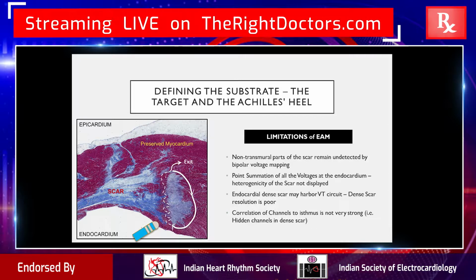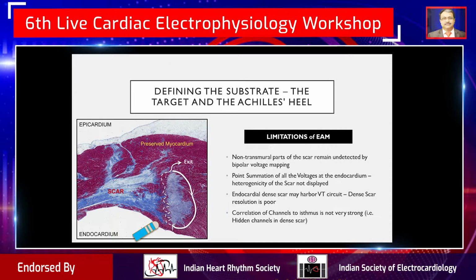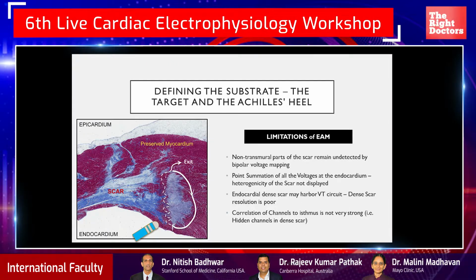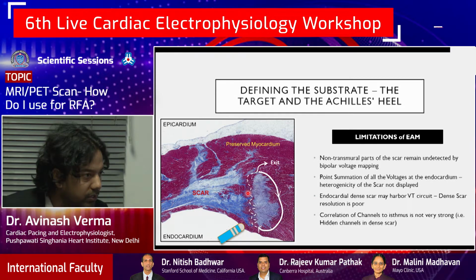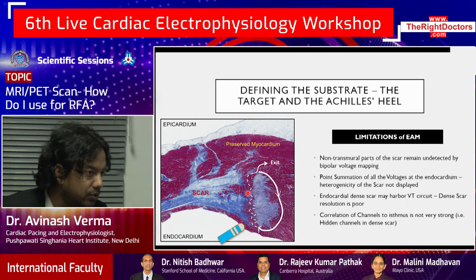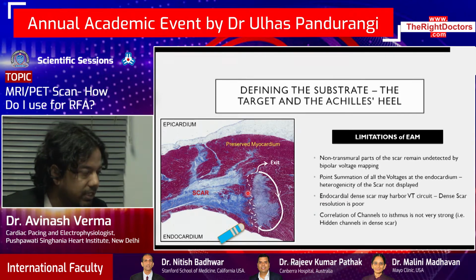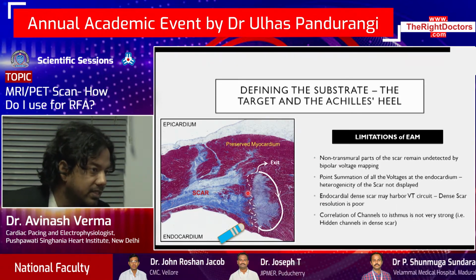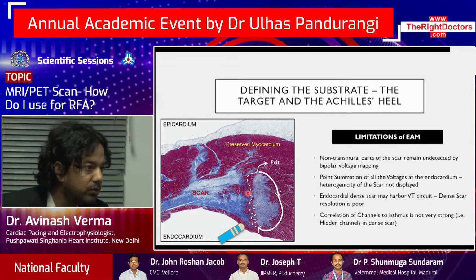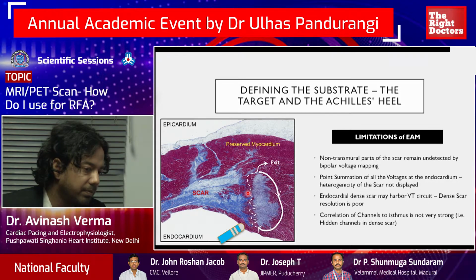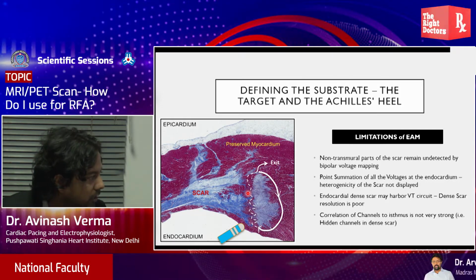Another thing, the correlation between channels and isthmus is not very strong. There are a few papers which say that the voltage channels that you get by adjusting the voltage margins in a substrate map may harbor isthmuses, but there are many papers to counterprove it, that your isthmus actually lies in the dense scar. It actually lies in the border zone between the dense scar and the so-called stipulated voltage channels.